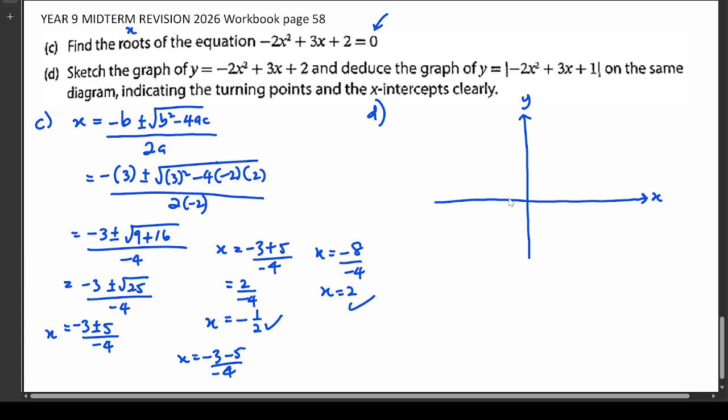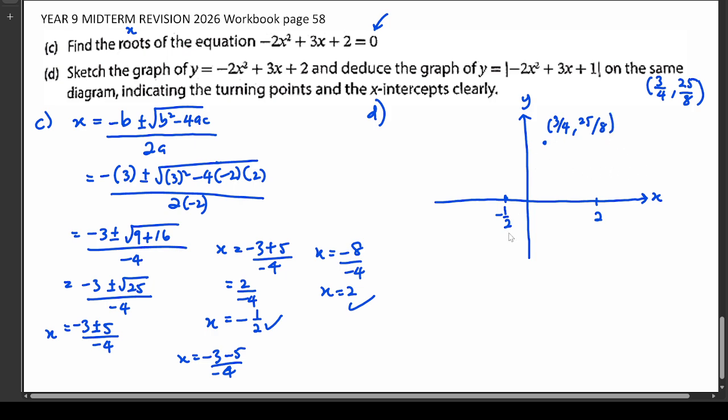Negative 1 over 2 is in the negative region. Okay, here we have negative 1 over 2. And then you have positive 2, say 1 and 2, somewhere here. And remember, we have found the maximum point, which is 3 over 4, 25 over 8. Okay, so 3 over 4 is less than 1, so somewhere around here. 25 divided by 8 is about 3, 1, 2, 3, roughly. It's an estimation only. So this one is 3 over 4 and 25 over 8.